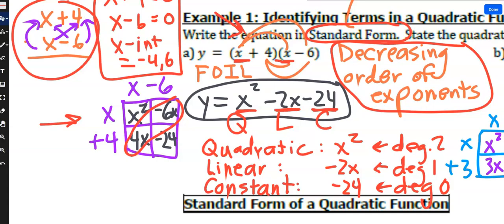Now, what do you mean by degree 0? I literally mean next to that -24 is an x to the 0. Now, nobody writes it because everybody knows that anything to the 0 power is 1. So why would anybody write x to the 0? Nobody does. But it's true that it's there. So they did two things. They asked me for the standard form, so I did that. I did my FOIL. And then they asked me to identify the three separate parts: quadratic, linear, constant.